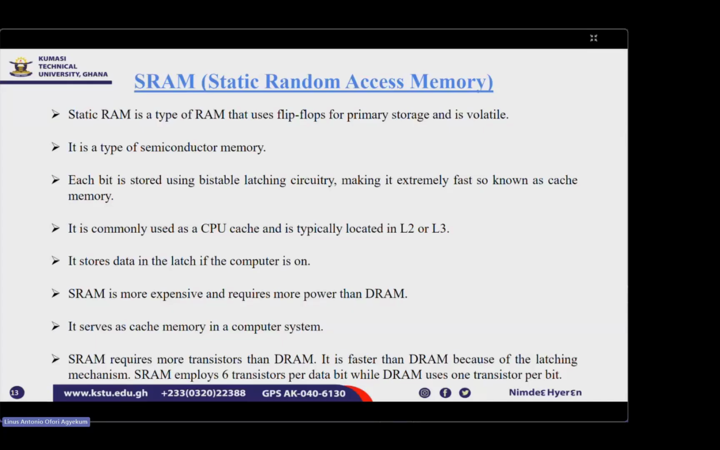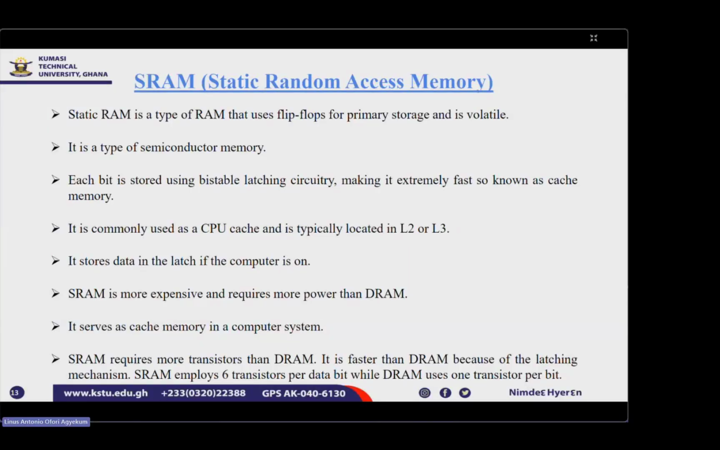For the SRAM, which is the static random access memory, it stores data in the latch if the computer is on. Because of its volatile nature, when the computer is off, it cannot store data. Now, the static RAM is more expensive and requires more power than the dynamic RAM. And like we said earlier on, it serves as cache memory in a computer.